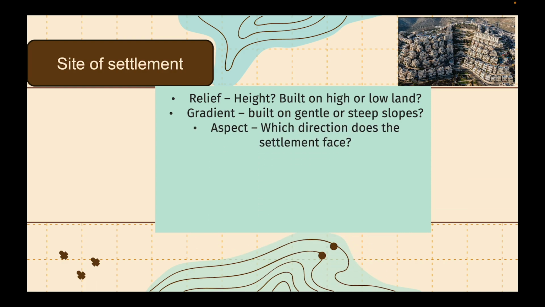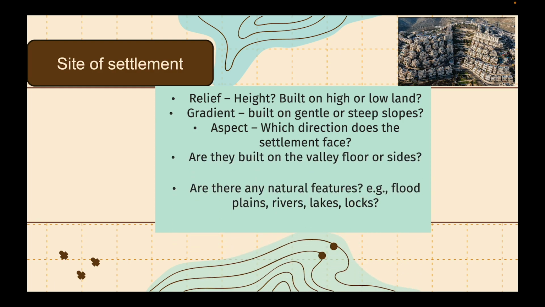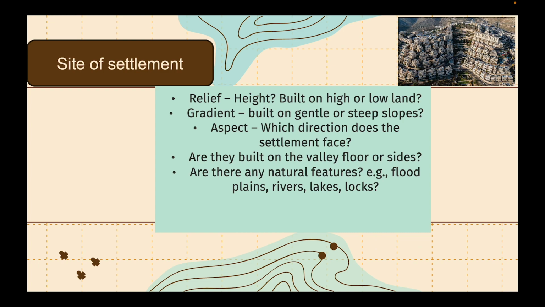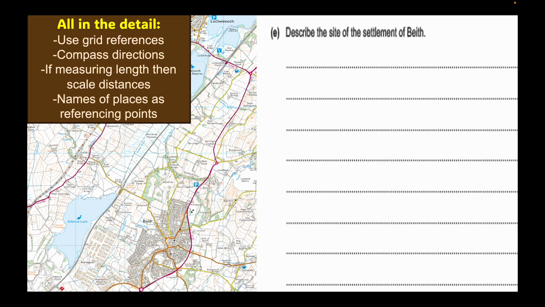So which direction does the settlement face? Are they built on the valley's floor or sides? Are there any natural features: floodplains, rivers, lakes, lochs? Conversely, there could be reservoirs, for instance, or dams. So any human features do look for, as well as roads, bridging points, etc. Okay, so this is what to consider when we're talking about the site of settlements. You can pause the video, tackle the question. Okay, describe the site of settlement at Beath. Here's Beath.